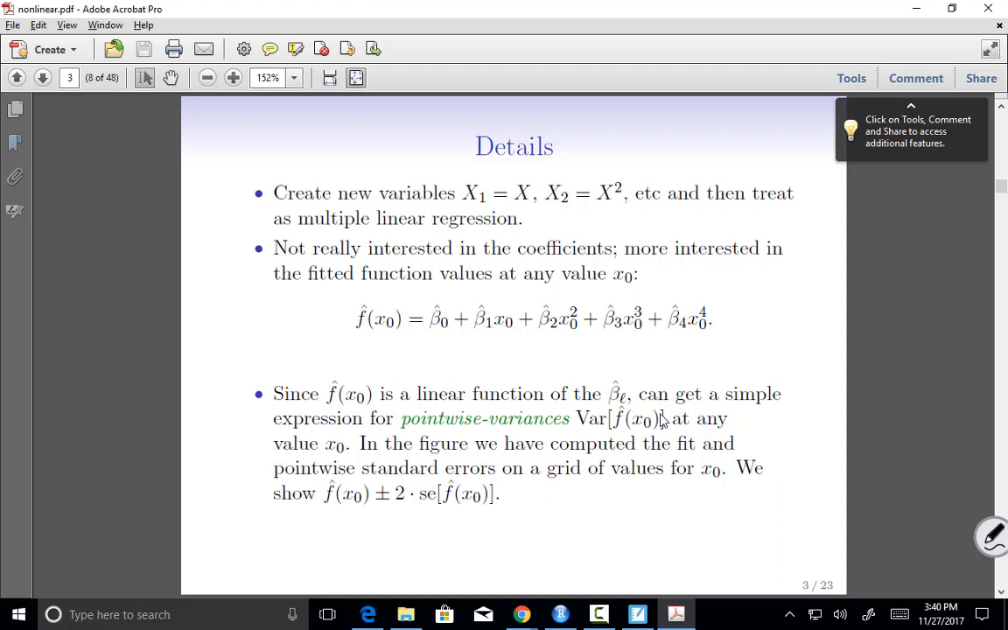I will remind you, though, that the interpretation of any one of those beta coefficients is now hard. What's the interpretation of beta 2, for example? If you try to go down the usual path, beta 2 is the mean change in the response associated with a 1-unit increase in x squared, holding everything else constant. That's hard to even get your head around. It's not very interpretable at all.